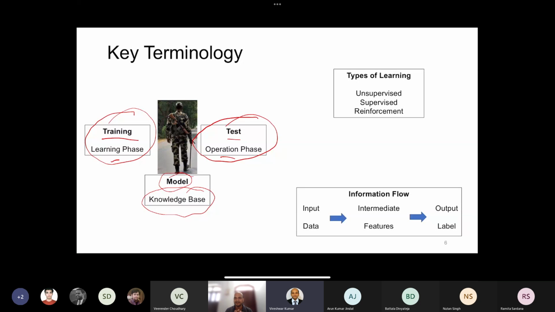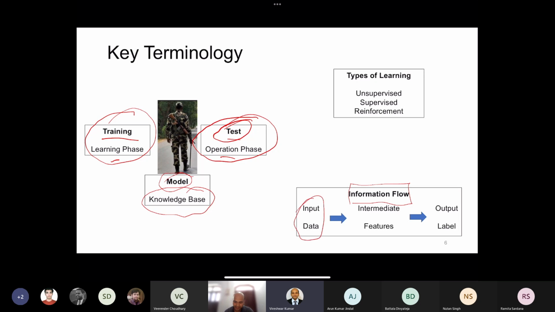So basically, if we consider all this terminology, what we will say is that we initially train a model with a set of input output pairs, and then we go to the operation phase, where we give the model an input and tell the model to give us an output. This is the way we actually talk about it. Let me first also tell you about the typical information flow in a machine learning algorithm.